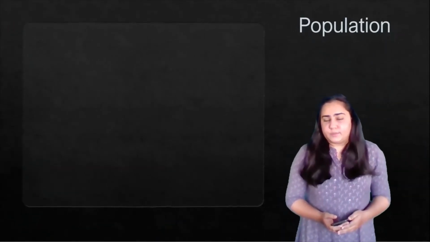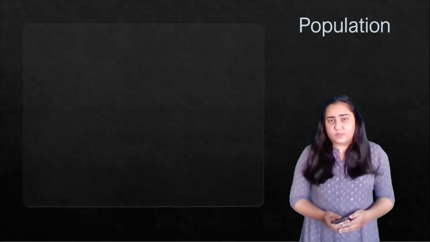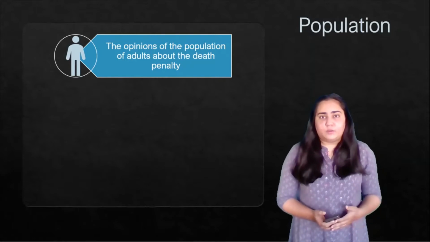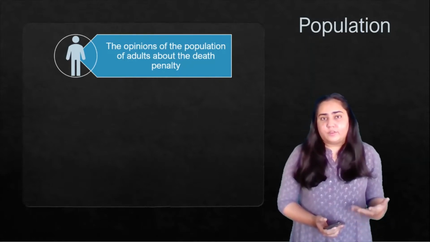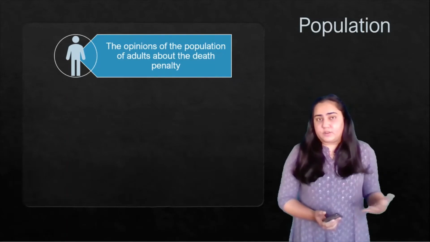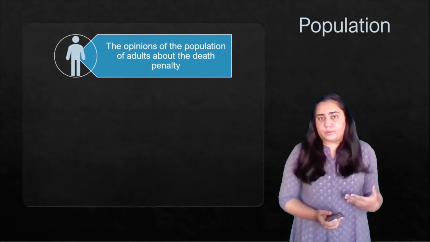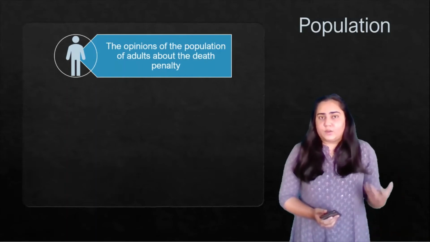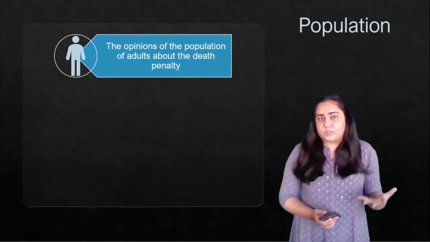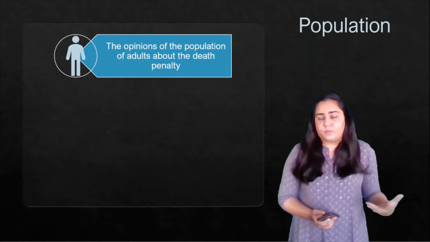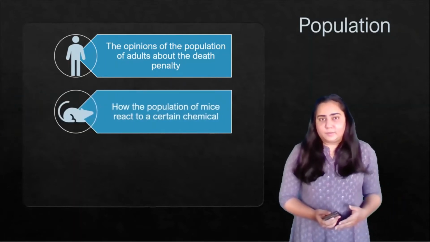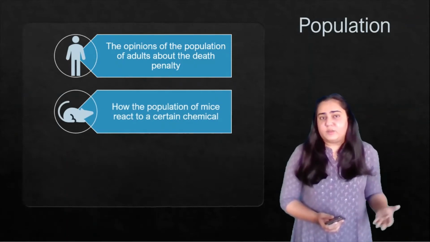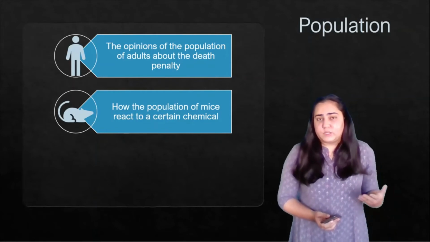Let's understand some terms related to statistics. The first term is population. So population could be anything. It could be opinions of the population of adults about the death penalty. So here I'm talking about people, opinions of people about death penalty. And those opinions of the population, those people will form my population for analysis. Population is not limited to just human beings. It could be a population of mice that react to a certain chemical.